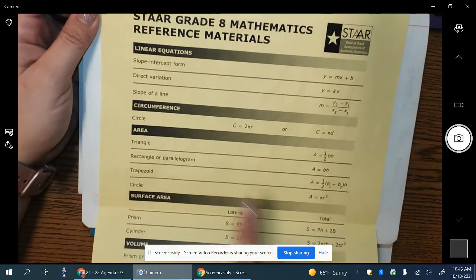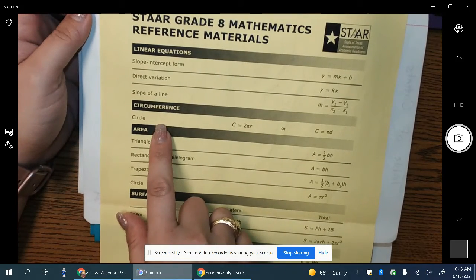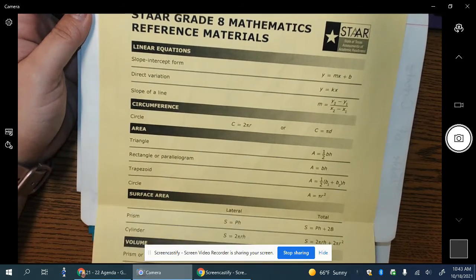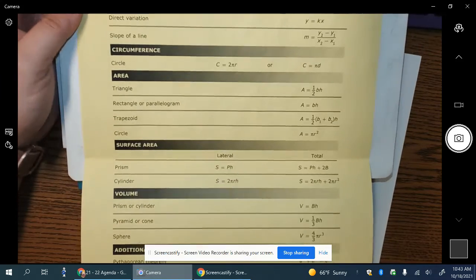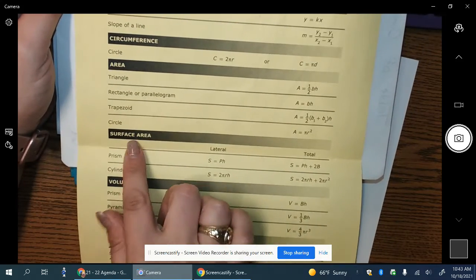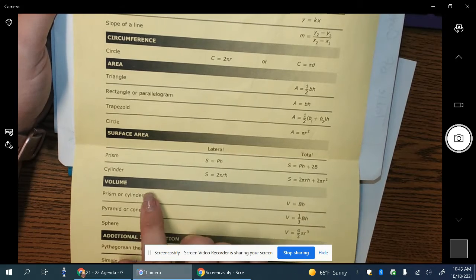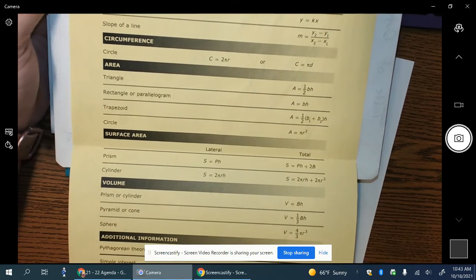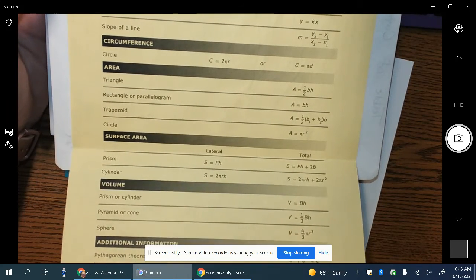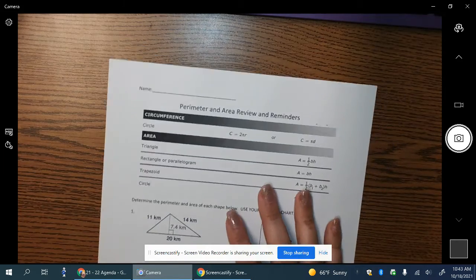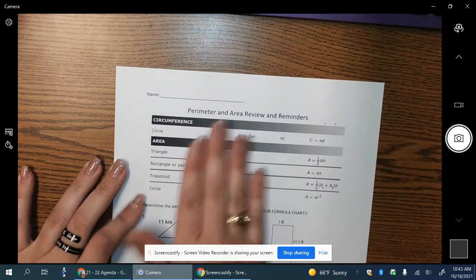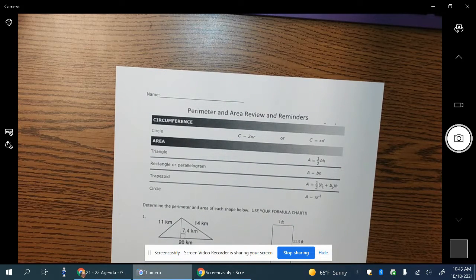But today we're going to review circumference of circles. We're going to review area. That's all we're doing today, okay? We are moving this unit to surface area and volume, which will take us until Thanksgiving break, okay? All right, so if you look at the top of the paper, it has those same formulas right here, so you don't have to keep going back to that formula chart.